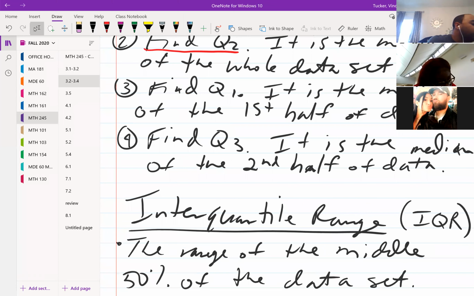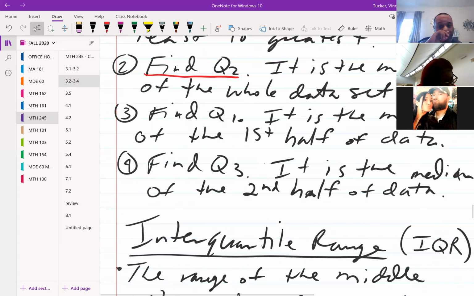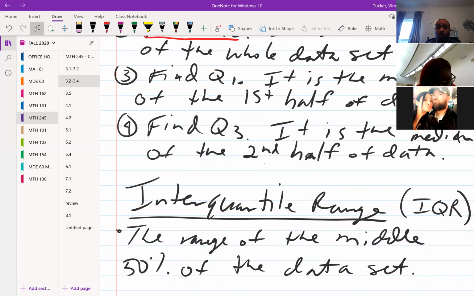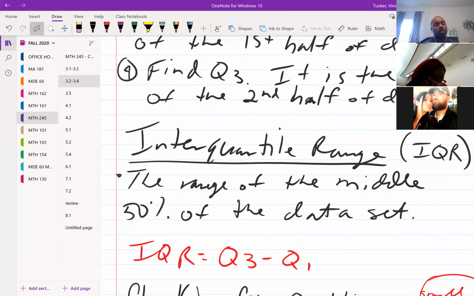And we're going to apply finding those in a second. I'm going to show you a few more processes, and then from there, we're going to apply them all. So about 2 more things, and then we'll go ahead and apply it to an example. So your interquartile range, IQR, is just the range of the middle 50% of the data set. And you find your IQR by subtracting Q1 from Q3.